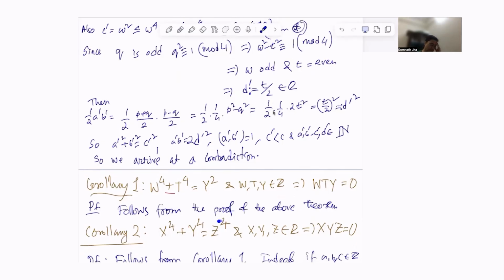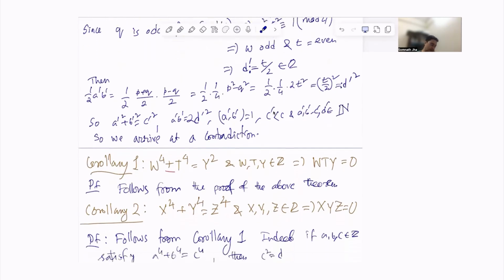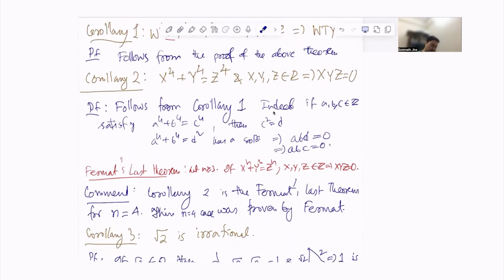So if this is a solution, then if you put z square equal to u, then x to the power 4 plus y to the power 4 equal to u square is also a solution. That will contradict the previous one. So in the sense that the solution x, y, u will have product 0. So x, y, and z square will be 0. Then x, y, z also has to be 0, because these are all integers you are talking about. So this corollary followed from the previous corollary.